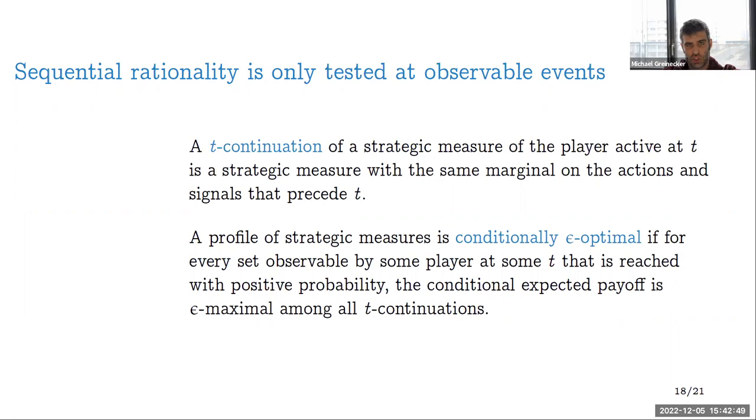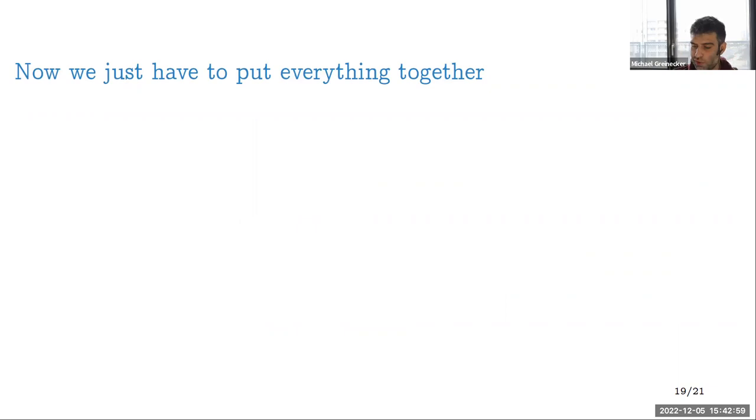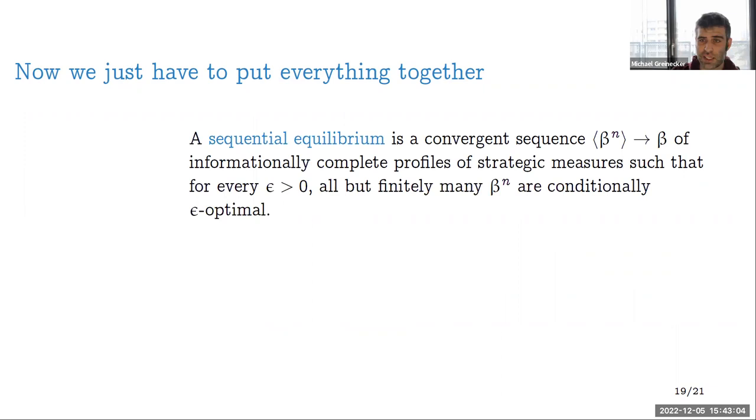Okay, so now we have all the ingredients to combine them to get our definition of sequential equilibrium. We say a sequential equilibrium is, and here it's actually a sequence, and I'll tell you in a moment why, of informationally complete profiles of strategic measures, such that for every epsilon, all but finitely many of those are conditionally epsilon optimal. So we require uniform optimality on all these observable events at the same time.